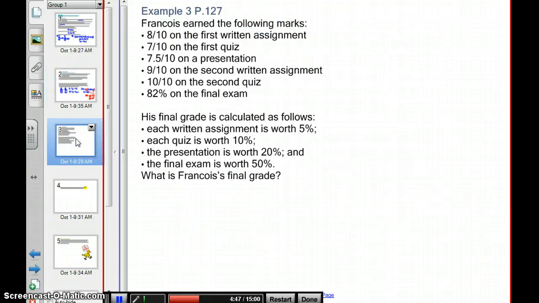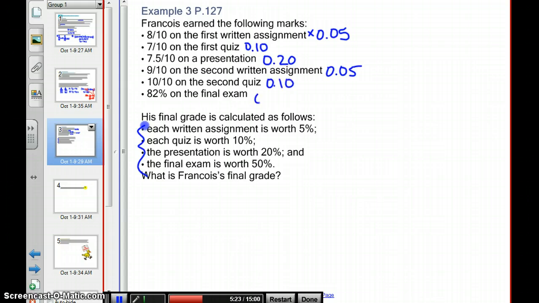Example 3 on page 127, we have Francis earned the following marks. We know that each mark is worth a certain weight. Each written assignment is worth 5%, which would be 0.05, so we times that by 0.05. Each quiz is worth 10%, so 0.10. Presentations are worth 20%. Written assignments, again, 5%. The second quiz is 10%, and the final exam is worth 50%.